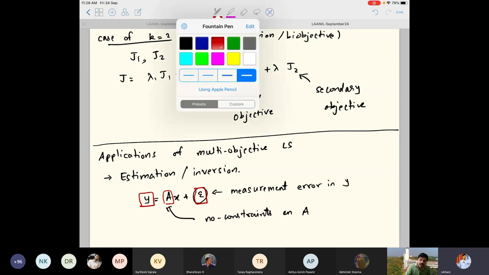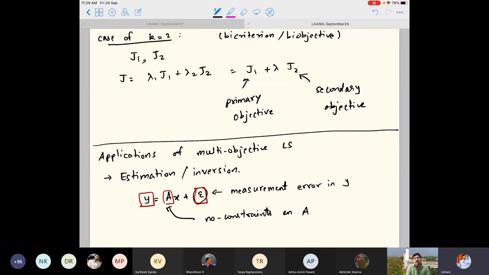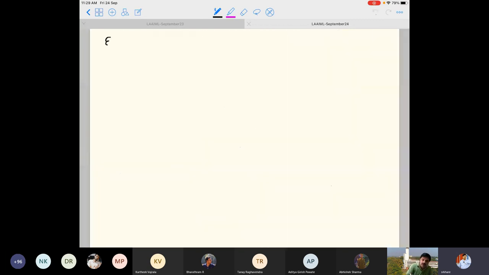In that particular setting, as we discussed, if epsilon is equal to 0 and A has full column rank, then we have the exact inversion. We have the exact relationship. We know exactly what x will be. It will be the pseudo inverse of A times y. So when epsilon is equal to 0 and A has full column rank, then x hat will be equal to the pseudo inverse of A times y. We have exact inversion.